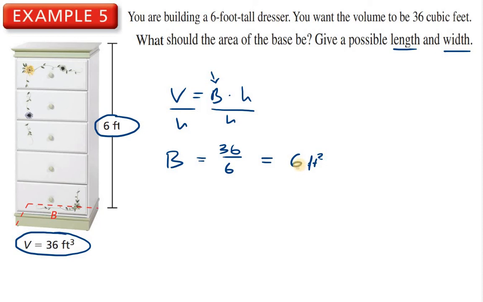Okay, now how do I get 6? Well, I find some factors. I could have 6 and 1, or maybe 2 by 3. So the length could be 2, the width could be 3, or the other way around, the length could be 3 feet, and the width could be 2 feet.